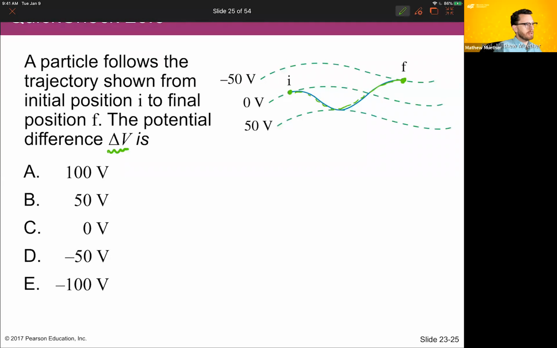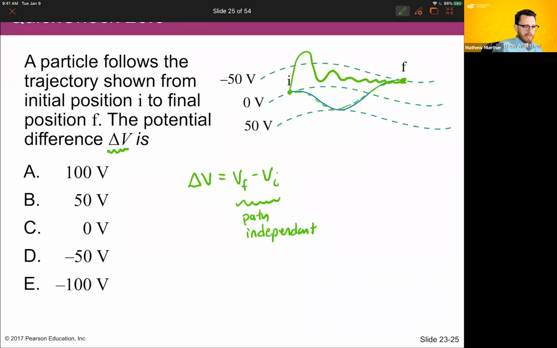Okay, let me end this one. Okay, so the most popular answer was D, and that's absolutely right. That delta V is just V final minus V initial, right? It's path independent. So it wouldn't have mattered if we had taken a path like this to get from the initial position to the final position. That delta V just cares about the final potential and the initial potential. In this case, my final potential was minus 50 volts minus that initial 0 volts. And so I have a minus 50 volts change in potential.